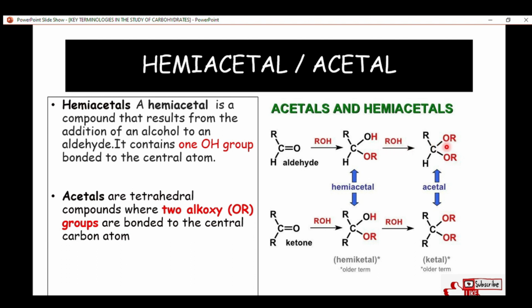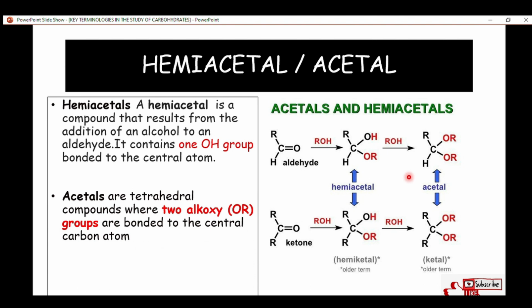Okay, an alkoxy group is a methoxy group. It's methanol-derived, so it's an alkoxy group. So acetals are tetrahedral compounds where two alkoxy groups, so OR groups, are bonded to the central atom.